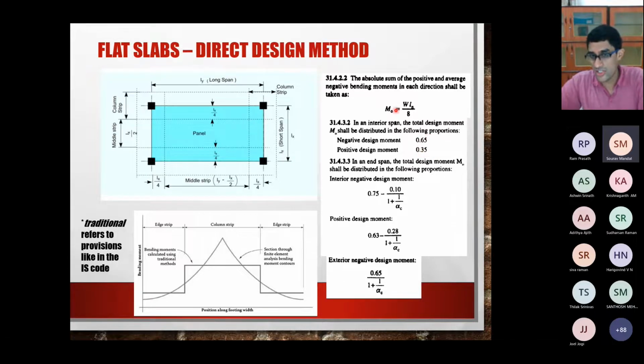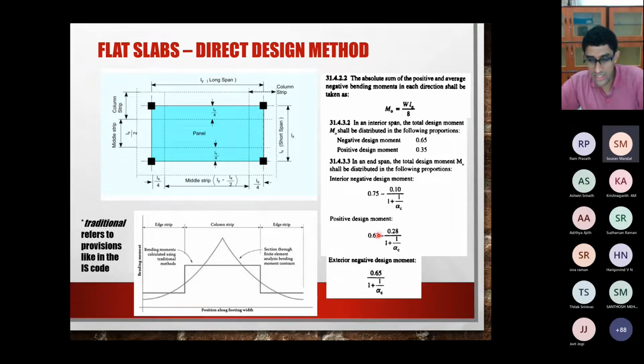To recap, first you find M naught. This M naught is split into how much is negative and how much is positive. Then this negative and positive itself has to be split into how much is in the column strip and how much is in the middle strip, and similarly for the positive. So this is for interior spans. If you have exterior spans, then you will have this interior.